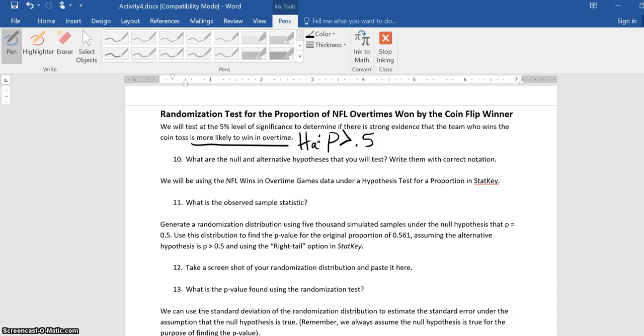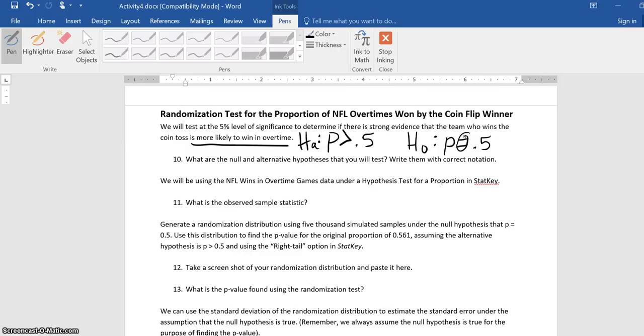Our null hypothesis is going to be that P is equal to 0.5. We always have the equal sign in our null hypothesis, remember. Okay, so there are our hypotheses written with correct notation.